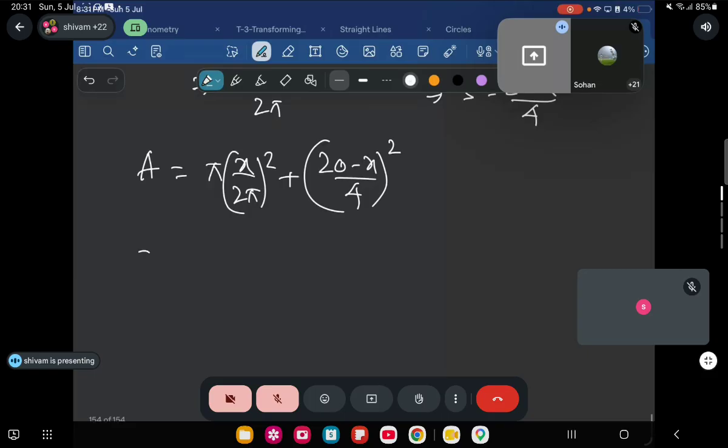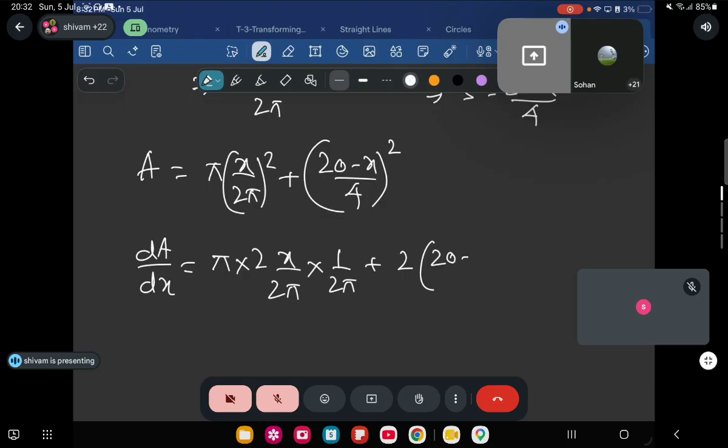After this, what do we need to find out? dA by dx, we have to differentiate. x is a variable over here. dA by dx will be equal to how much? I am directly differentiating: pi into 2 into (x by 2 pi) into 1 upon 2 pi, right? Plus, this will be 2 into (20 minus x) by 4 into minus 1.